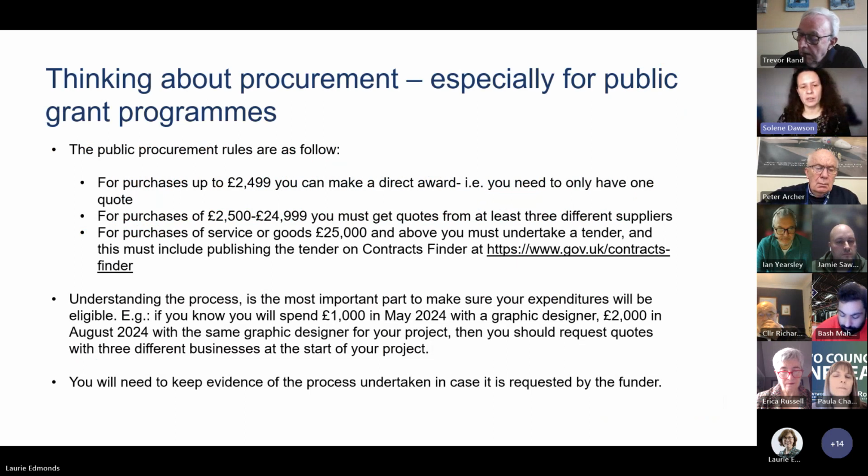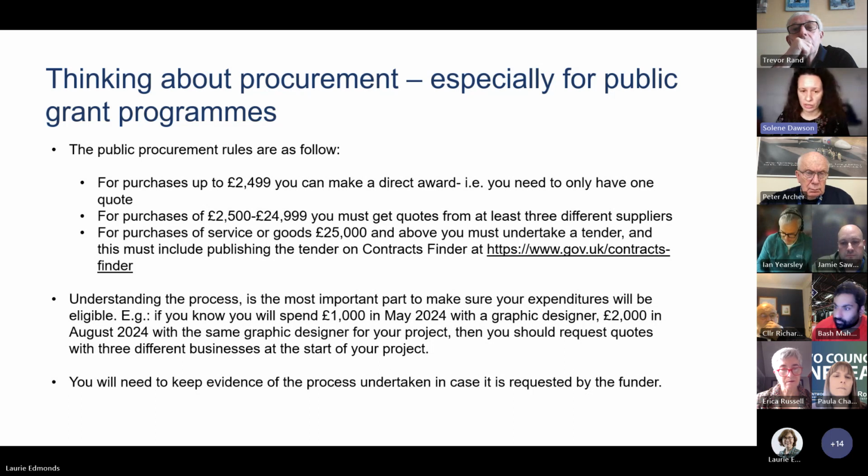So you can see here the rules that apply. So this is about public funding, and usually these rules will always be applicable if you're looking at public funding, like the way we are for UKSPF. So I'm going to just say again, for purchases up to 2,499, you can make a direct award. So you only need to have one quote, one person that said this will cost you this much, and you can contract out, and they can invoice you directly.